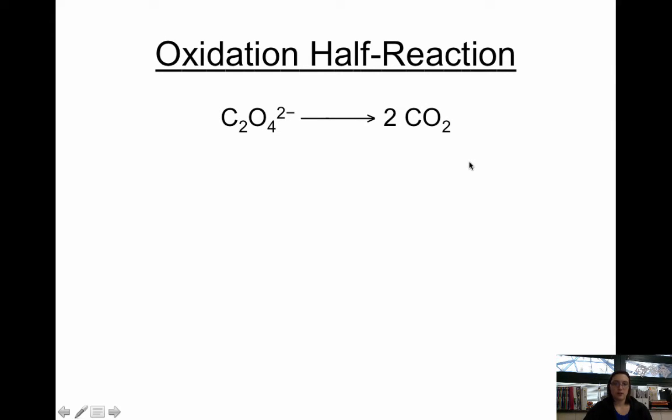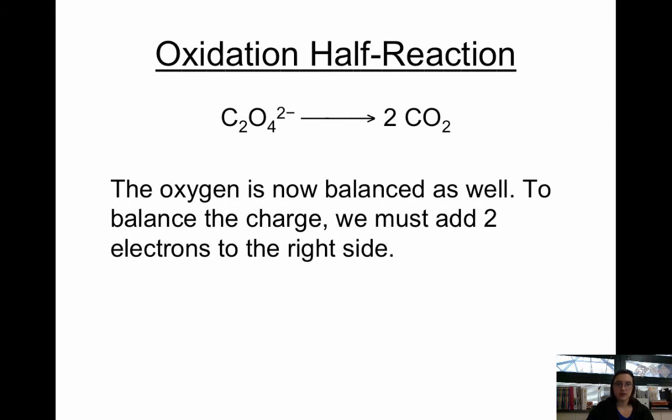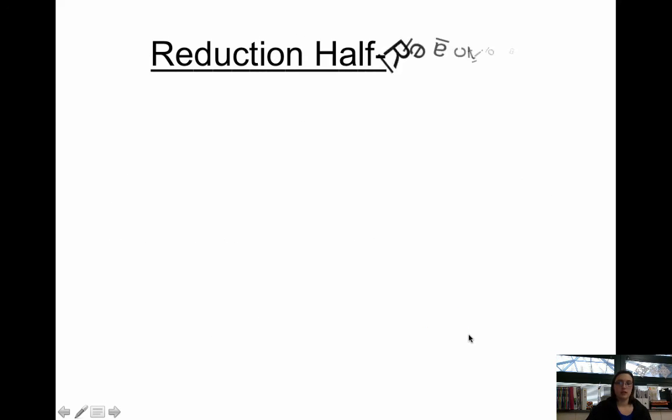Now let's check oxygens. We have 4 and we have 4. So oxygens are actually balanced as well, so we don't have to worry about adding any waters. But charge isn't balanced. It's -2 on the left and it's neutral on the right. Whenever you balance charge, you have to use electrons. So we add 2 electrons to the right-hand side to make sure that charge is equal, because now we have -2 on the left and -2 total on the right. Okay, so our oxidation half reaction is good.